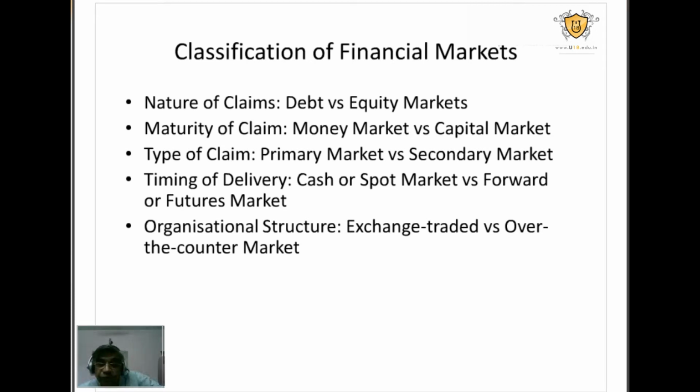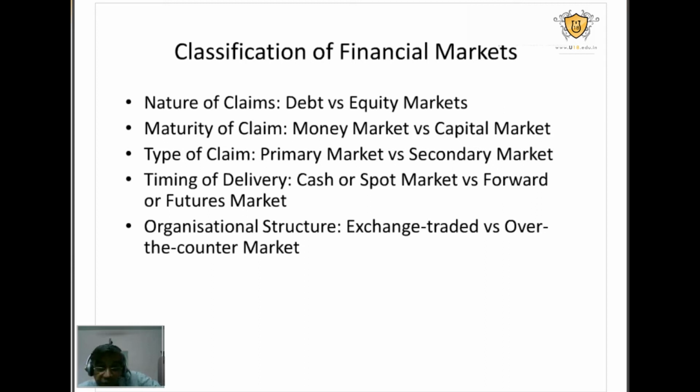The fourth way we do it is called timing of delivery, that is spot or cash market versus forward or futures market. What we mean by this is that, are we doing the transaction today, or are we deciding on a transaction today which we will carry out or consummate at a future date? So the financial markets have this great advantage that you can decide on a price in the future today. Thus the future becomes less uncertain.